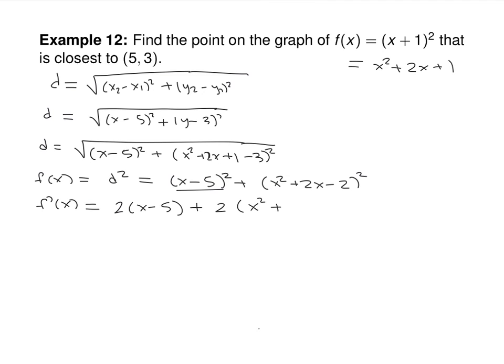And then plus 2 times x squared plus 2x minus 2 times 2x plus 2. Okay, now assuming that we can all multiply that, I just don't have the patience. 2x minus 5 plus 2 times x squared plus 2x minus 2. There's so many 2's, I'm going to lose track of them all. 2x plus 2.